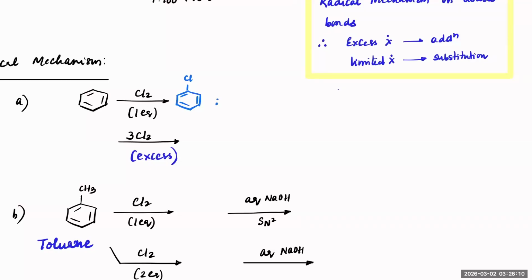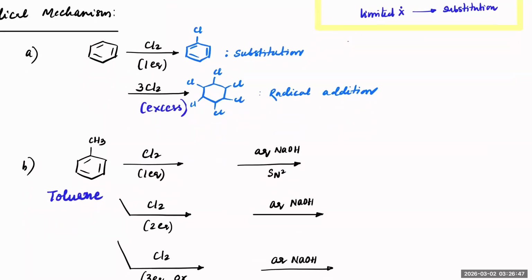Now remember this carefully. If you have less chlorine here, it will go for substitution more than addition. But if you have excess, you will get addition more than substitution. So you will get Cl, Cl, Cl, Cl, Cl and Cl. So this will be radical addition. Radical addition is favorable. Got it?